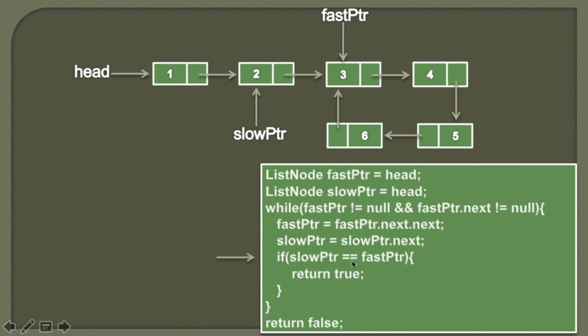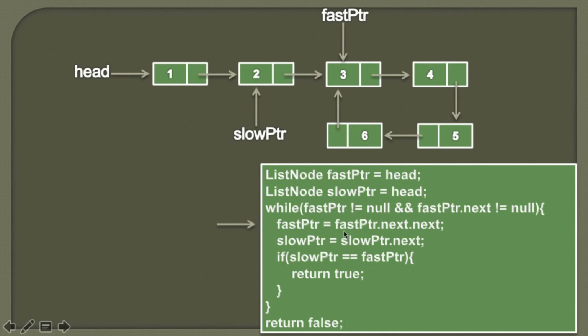So the condition in the if block comes out to be false. And now we'll again check whether fast pointer is equal to null or not, and its next is equal to null or not. So fast pointer is pointing to the third node, therefore it's not equal, and fast pointer next is pointing to the fourth node, therefore it's not equal. So the condition in the while loop comes out to be true.